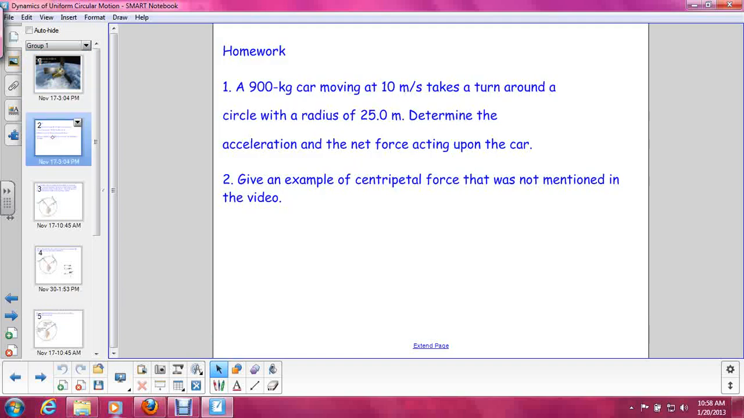What we're going to talk about today is where that acceleration comes from, because it has to come from somewhere. So your homework for tonight are these two questions. A 900 kilogram car moving at 10 meters per second takes a turn around a circle with a radius of 25 meters. Determine the acceleration and the net force acting upon the car. So you should have two answers for this one. And number two, give an example of centripetal force that was not mentioned in the video. So we are going to talk about something called centripetal force today, and I want you to give me a new genius example of where you would see that.